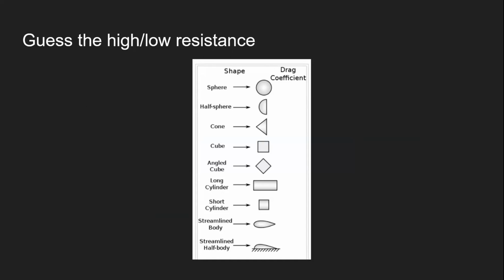If you have an idea, you could also chat on the Zoom. I think that the highest would be the cone, the sphere, the cube, and the cylinders, because they are not giving the end. The flow will just stop at the end, and a lot of turbulence will be created, which will make a lot of drag.